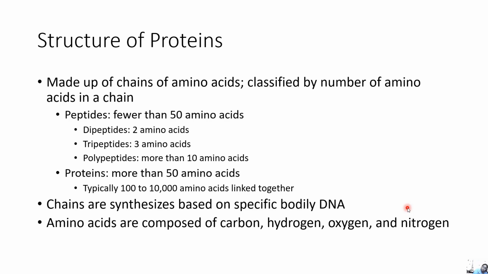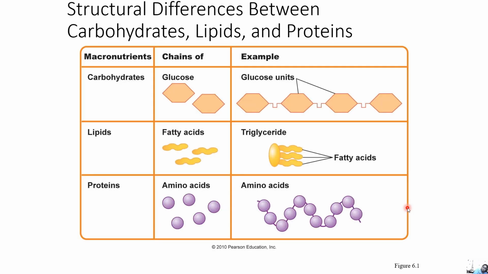So chains are synthesized based on specific bodily DNA. The amino acids are composed of carbon, hydrogen, oxygen, nitrogen. Okay. Now, what are the structural differences between carbohydrates, lipids, and proteins? Carbohydrates are chains of glucose. Example, there will be glucose units. Lipids are chains of fatty acids, which will be triglycerides, and proteins will be chains of amino acids.